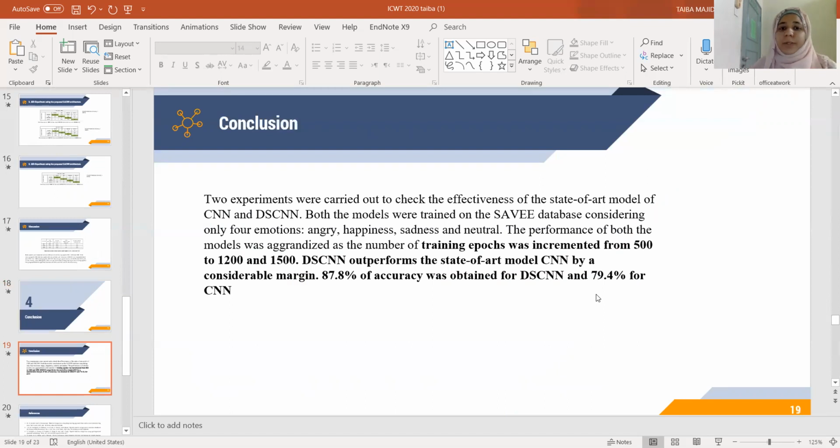So the conclusion: the two experiments were carried out to check the effectiveness of the state-of-the-art model, which is the CNN, and the DSCNN, which we proposed. We got good results for DSCNN: when we increased the number of epochs, it boosted the testing accuracy. For DSCNN, we got 87.8%, and for CNN, we got 79.4%. So our proposed algorithm outperformed the state of the art, which is the CNN.